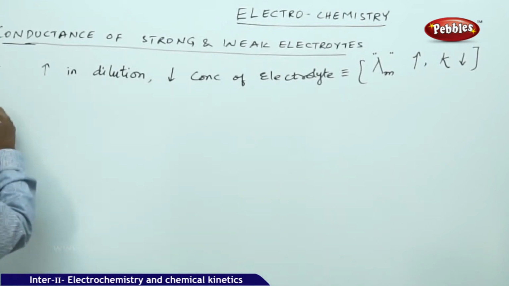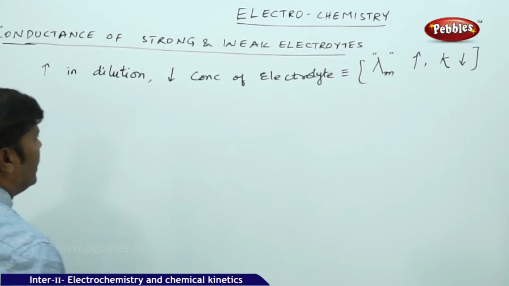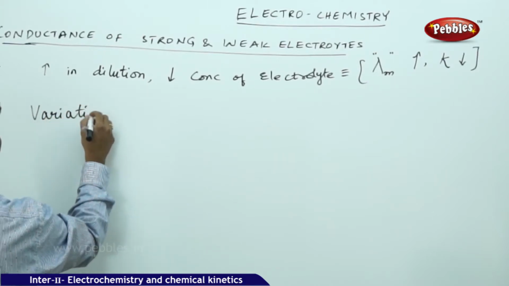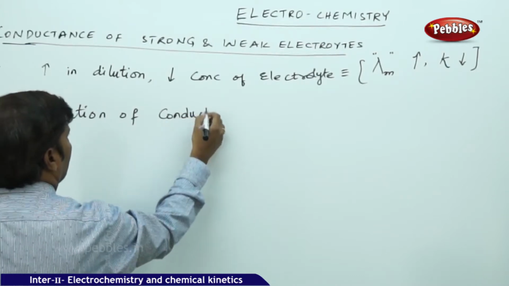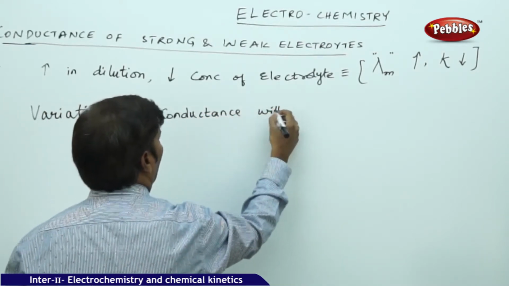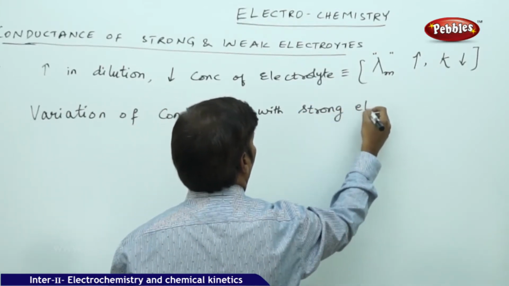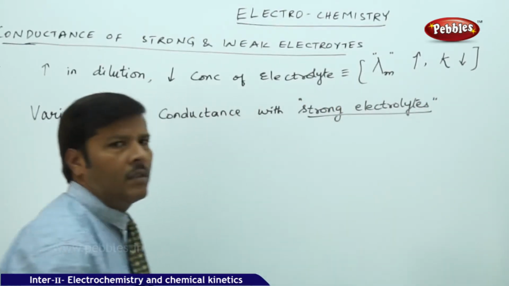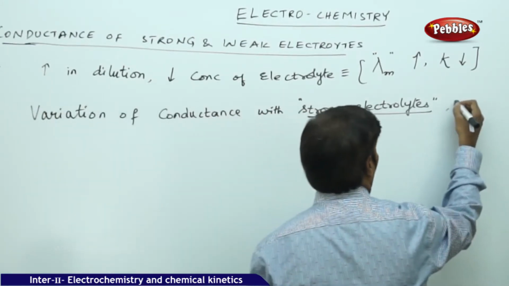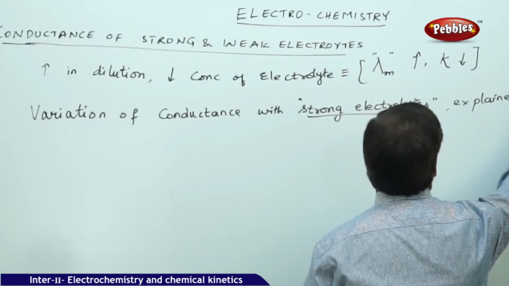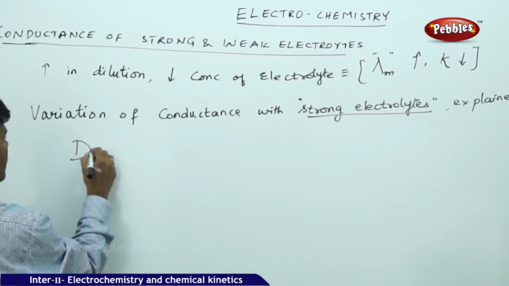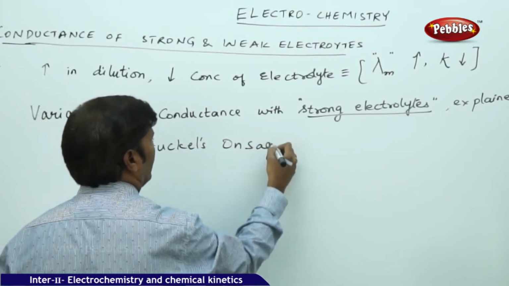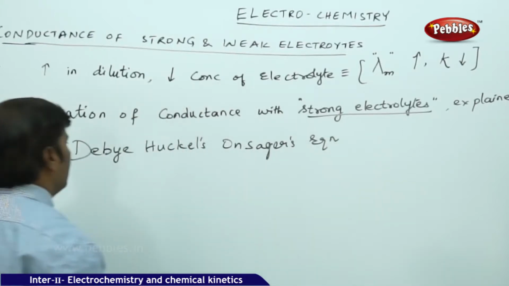So if that is the case, the molar conductance or the conductance of strong electrolytes is given by the variation of conductance with strong electrolytes, which is explained by Debye-Huckel-Onsager equation. So what is the Debye-Huckel-Onsager equation?